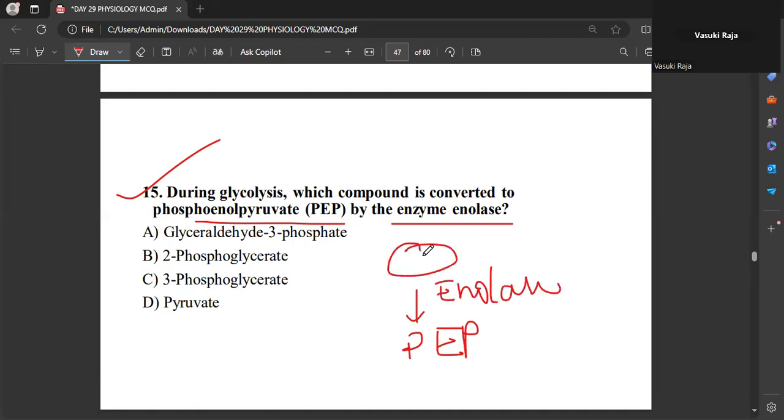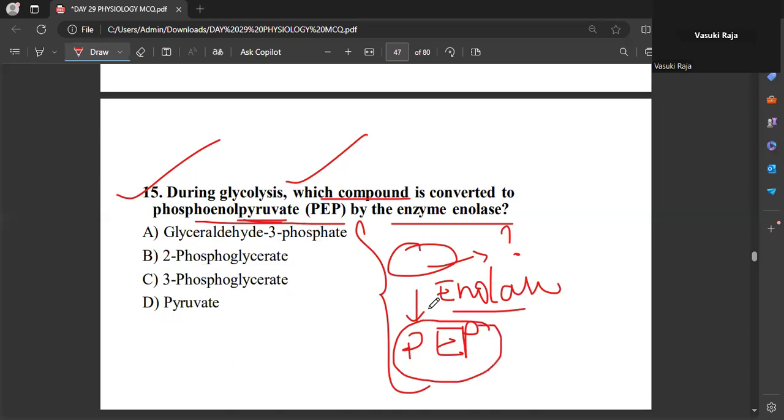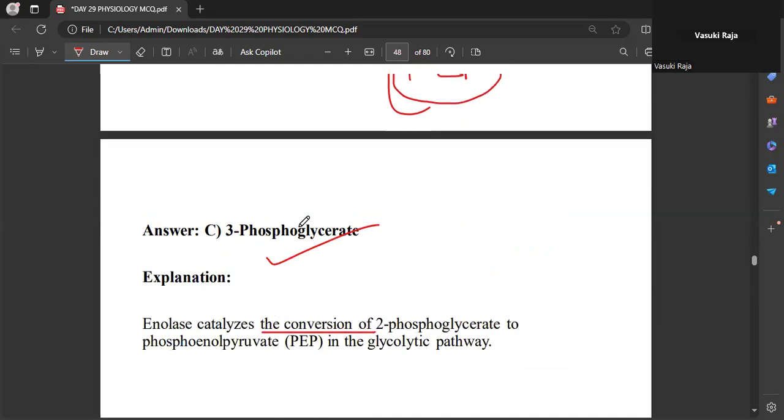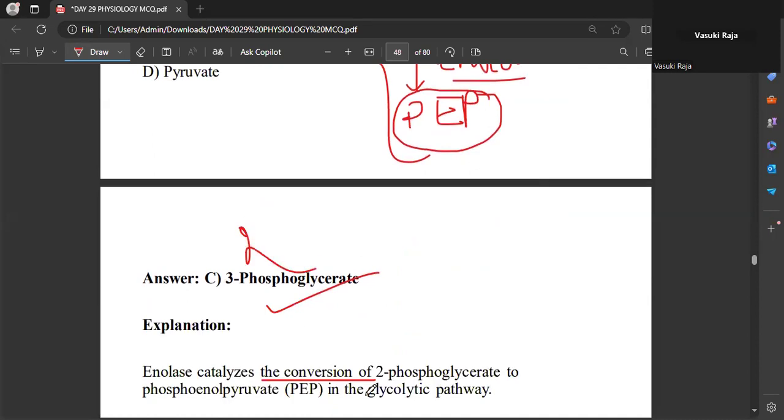What will be the reactant here? This is what they are asking. Whenever they ask a question like this, just simplify the question. Something is getting converted into PEP by an enzyme called enolase, and what will be the reactant here? Whether that will be 3-phosphoglycerate or 2-phosphoglycerate. See, the enolase enzyme catalyzes 2-phosphoglycerate. Okay, that will be the answer here.